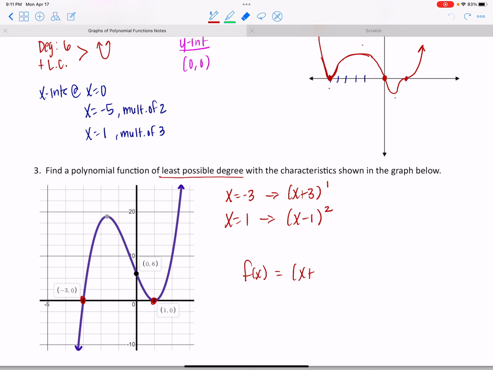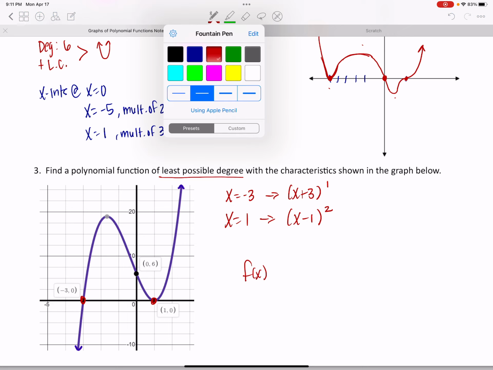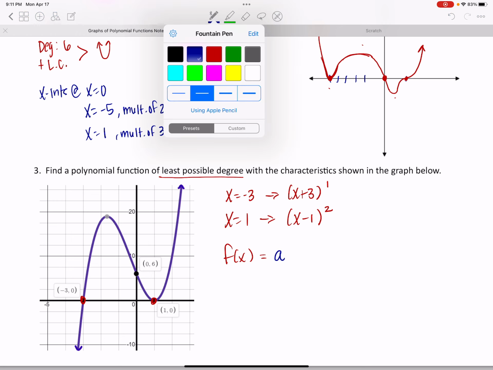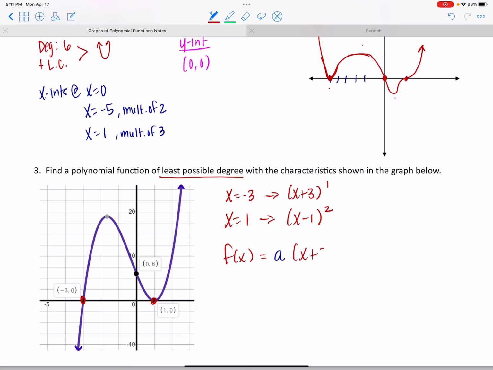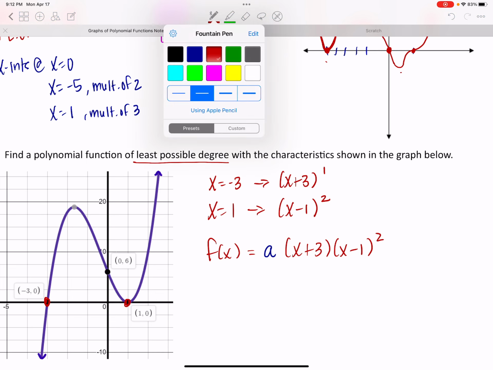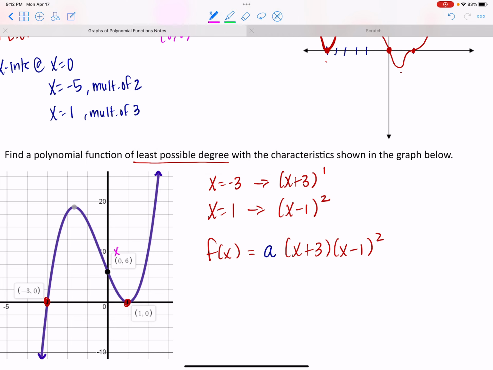So when we're writing our function, I need another color. When I go to write my function, there's going to be some coefficient here. I'll just call it a. That's multiplied by our factors, so our x plus 3 and our x minus 1 squared, and I want to figure out what that is. So again, I want to input my x value of 0, but also input my y value of 6 and figure out exactly what a is supposed to be.